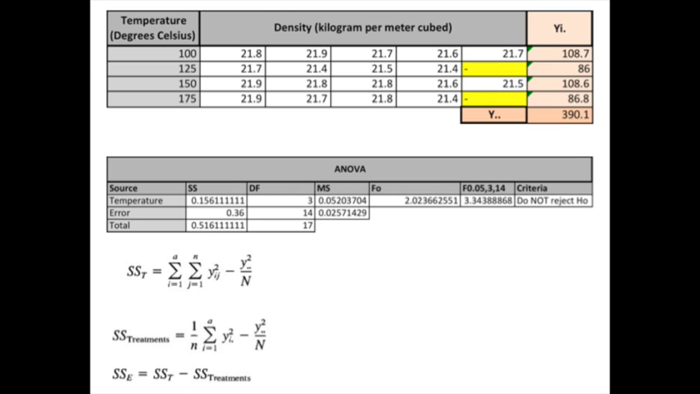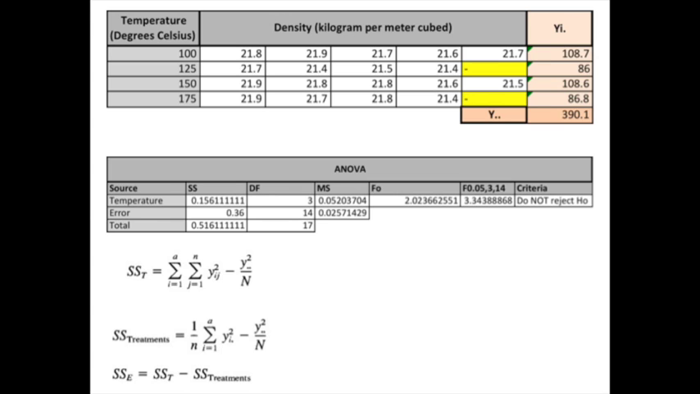And once again, the degrees of freedom for the error is the difference between the degrees of freedom of the total and the temperature, which is 14. Now we will proceed with the mean of squares. We must do this by dividing the sum of the squares for its respective category by its degrees of freedom. So for example, for the temperature, it's going to be 0.156111 divided by 3. And for the error it's going to be 0.36 divided by 14.